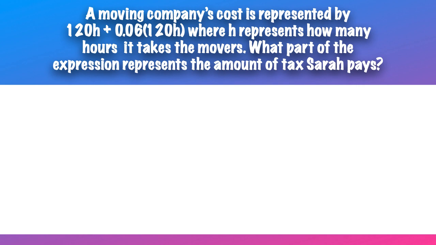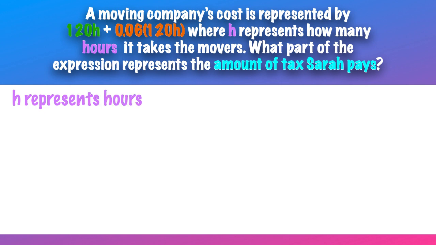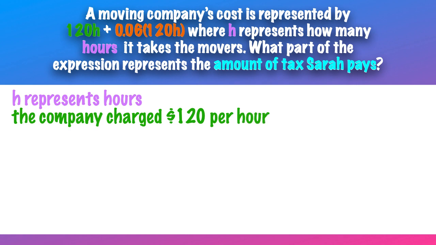So let's break this down. So we have a 120h, then we have a 0.06 times 120h. We know that h represents the hours and that we're looking for the amount of tax Sarah pays. So let's start writing that down. We'll write down everything we know, and then we'll use that to figure out what the amount of tax Sarah pays is. So h represents our hours. We know the company is charging $120 per hour because they did 120 times h for that first part.